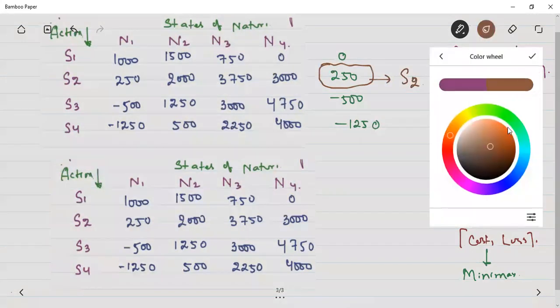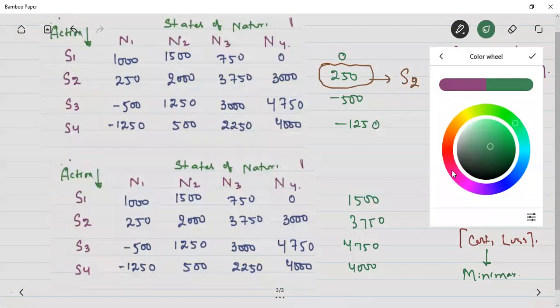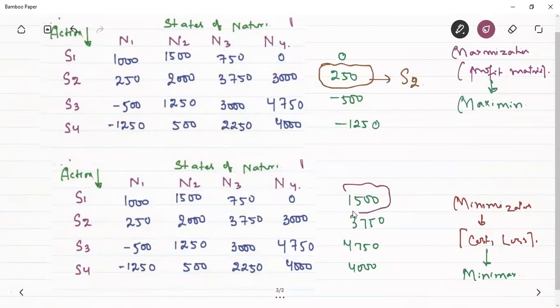Similarly here, if this problem would have been the minimization problem, then we have to use the minimax criteria. That is, first of all, we have to write the maximum values. We can see that this will be equal to 1500. The maximum value for the second course of action is 3750. Similarly, 4750 and 4000. And among them, we have to select the minimum value, that is 1500. Therefore, this corresponds to S1.